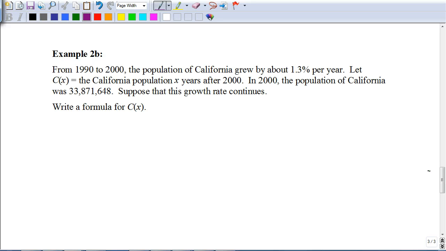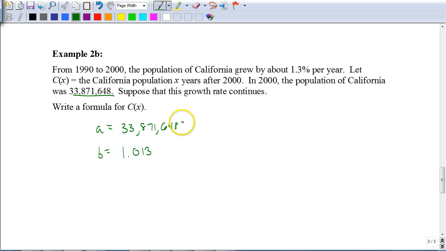So again, we're just looking for a formula. So you want to first identify what A and B are, and then plug it into that formula. So why don't you pause the video and hit play when you're ready to check your answer. Okay, so you should have gotten your initial amount is 33,871,648. That's the population in the year 2000. B is your growth factor. It's increasing by 1.3% per year. But again, that's increasing, so it's going to be added to 100. So it'll be 1.013 would be your growth factor.